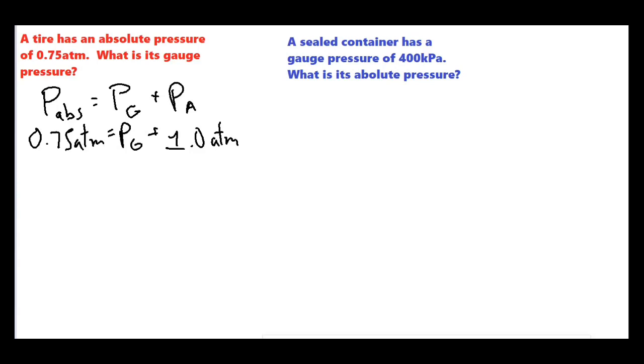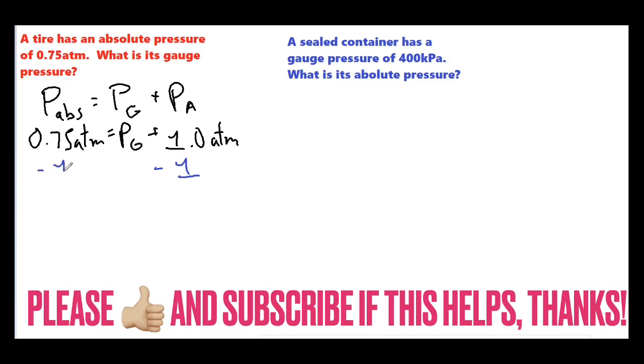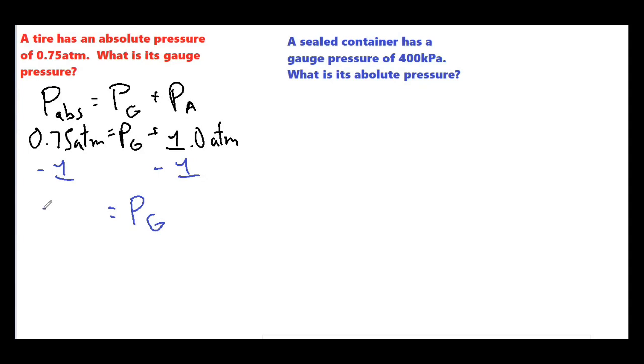So all we have to do is a very simple algebraic step, which is just subtracting 1 from both sides. And then we have a gauge pressure that's negative 0.25 atmospheres. And the number comes out negative to show that the pressure caused from the fluid, which would be probably the air inside of the tire, is less than the regular 1.0 atmospheres of the regular environment itself. Let's go ahead and take a look at the second problem.